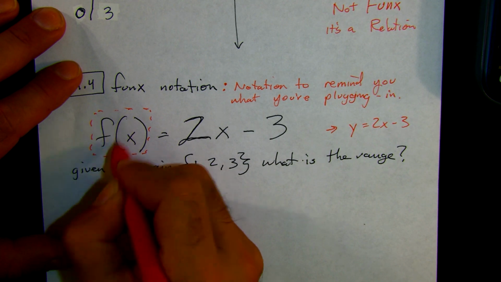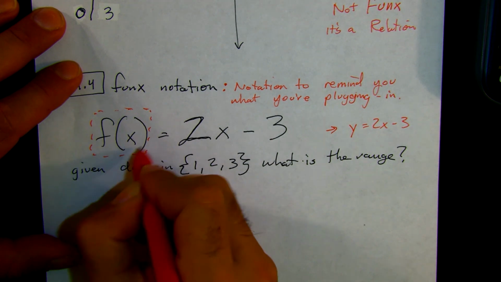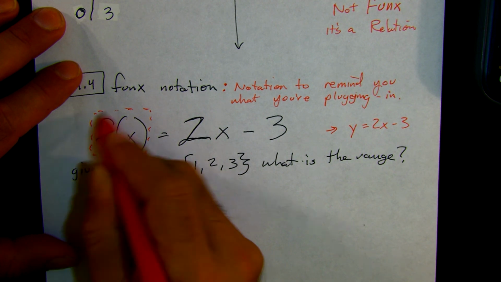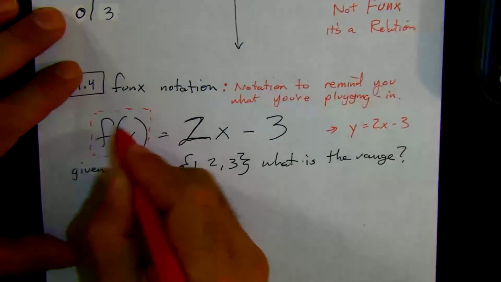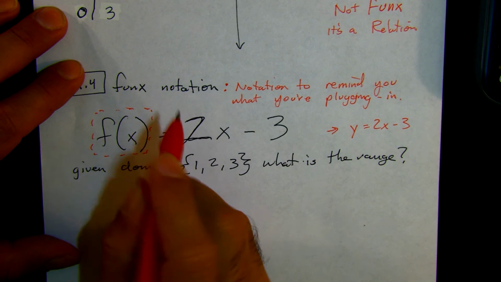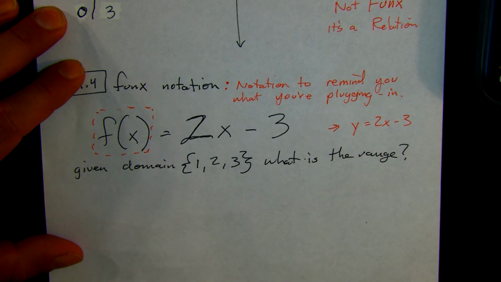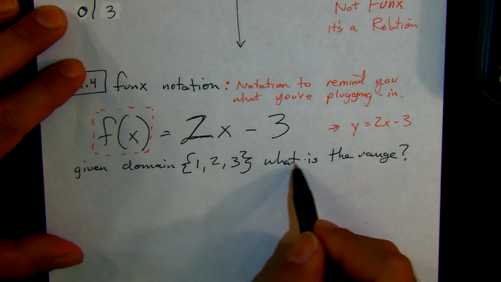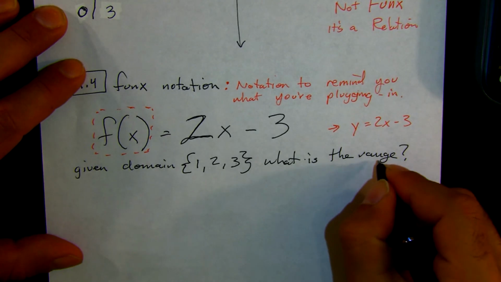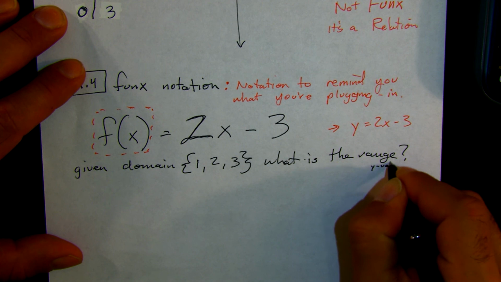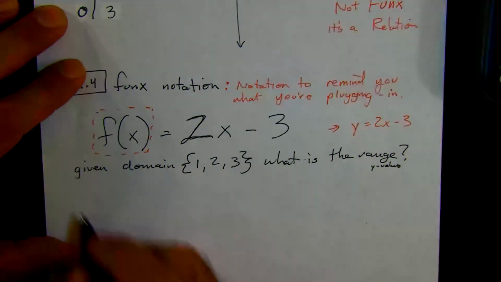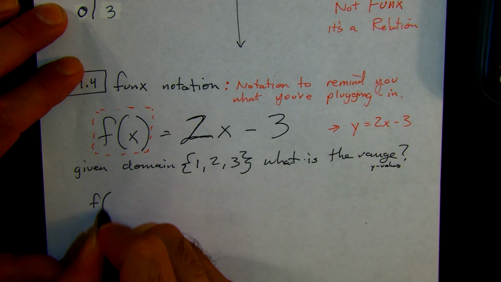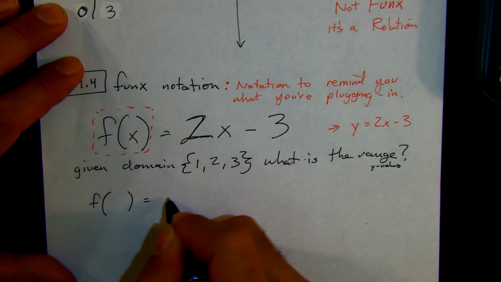Good. So we're never going to solve for this x. We're never going to divide by f. We're never even going to change this at all. Okay? All this is, if I'm given a domain, which are my x values, 1, 2, and 3, and trying to find the range, which are my y values, all I need to do is this.